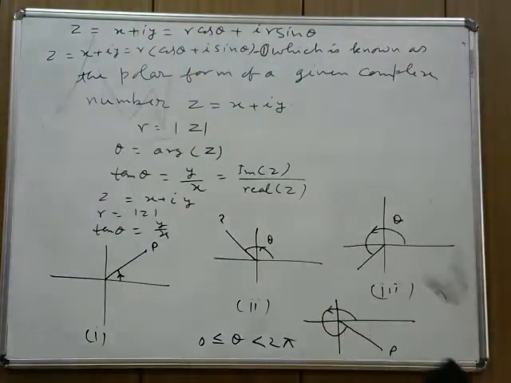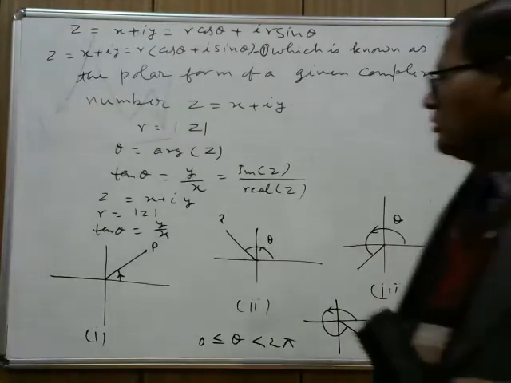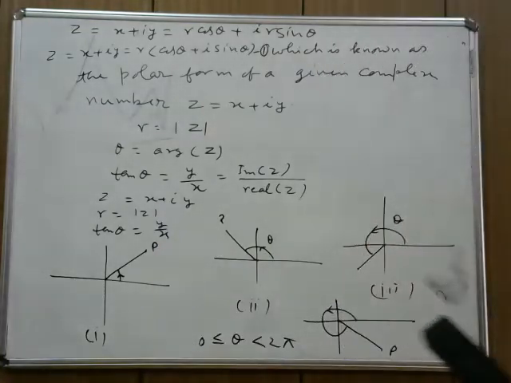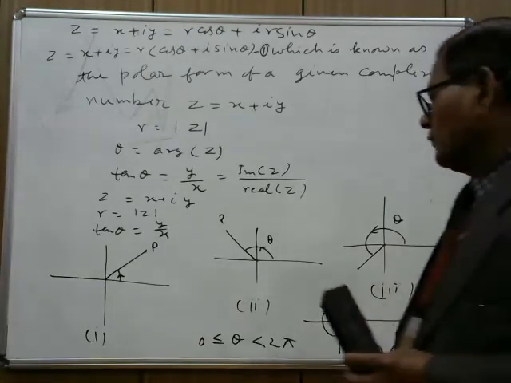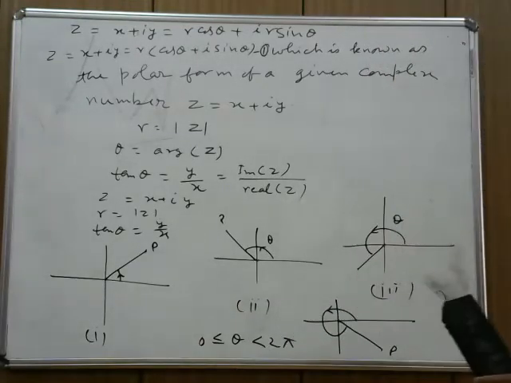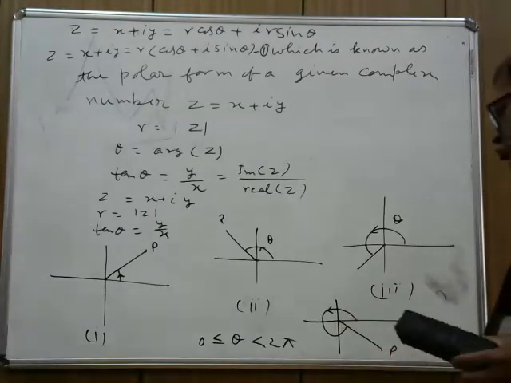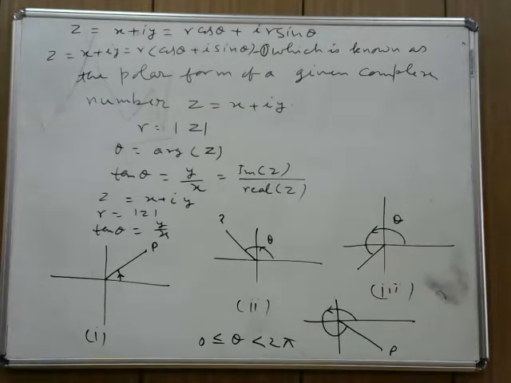This is not the range of the principal value of theta. We take that theta which lies in the principal value. So what is the principal value? We will take another interval. Suppose this is the interval 0 to 2 pi. We will take another interval that divides your complex plane, the xy plane, into two equal parts.